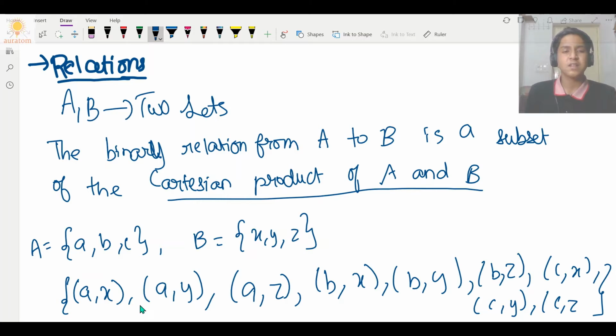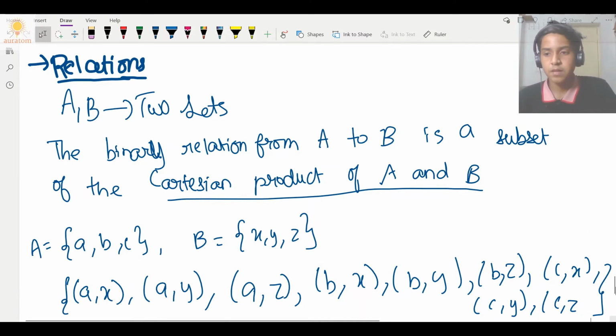It's just like getting all the pairs which have the elements from A and B, where the first element is from A and the second element is from B, and this is the Cartesian product. This big set is the Cartesian product, and a binary relation from A to B is just a subset of this Cartesian product. Okay, so that is the definition of a binary relation.